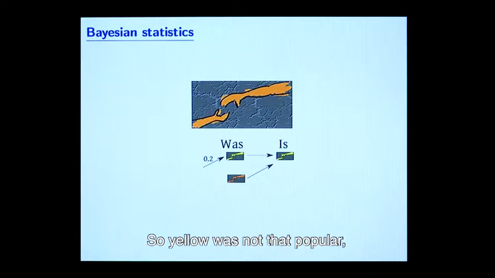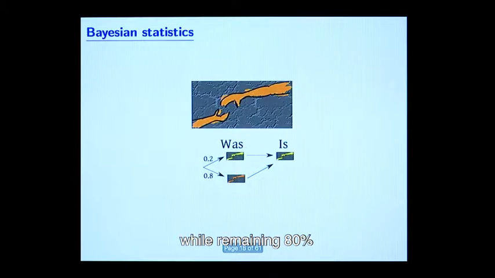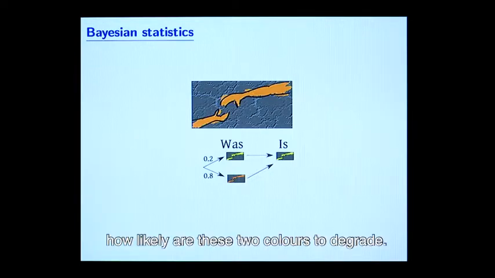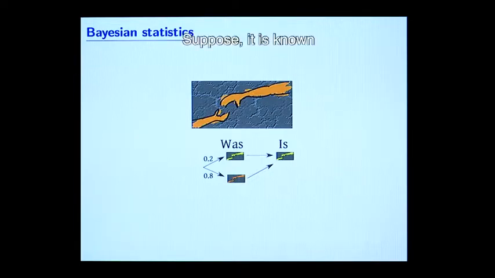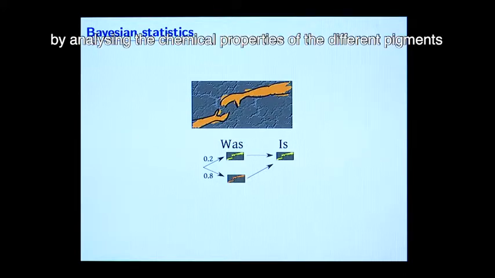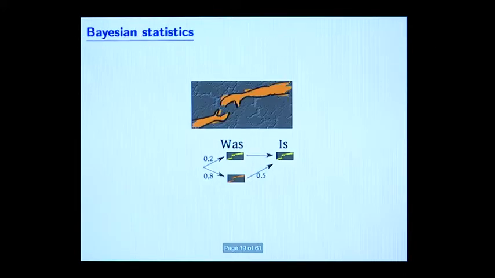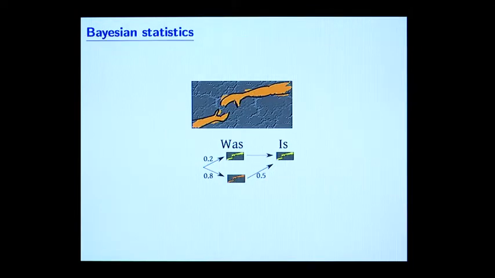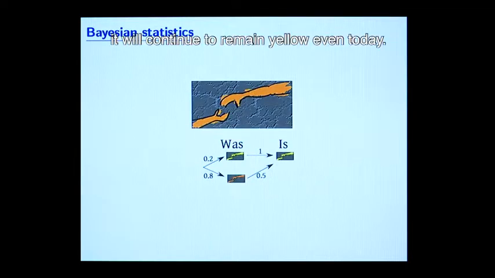So, yellow was not that popular, only 20% of the cases used yellow, while the remaining 80% used that orange color. Now, we need some idea of knowing how likely are these two colors to degrade. Suppose it is known by analyzing the chemical properties of the different pigments that the orange color will fade into yellow about 50% of the time, but the yellow color is very resistant to degradation.